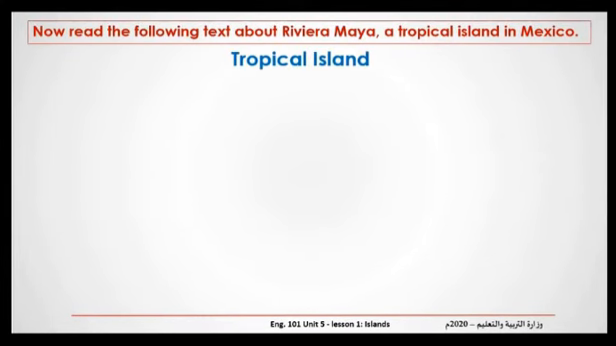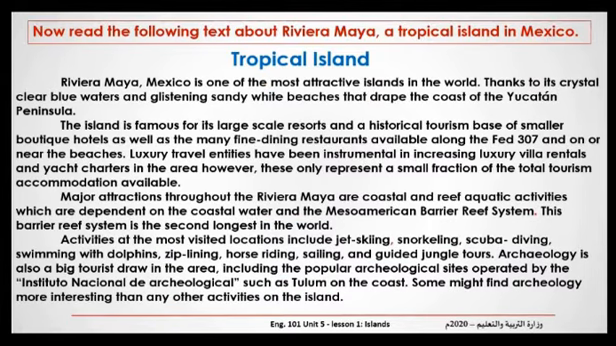Now, we're going to look at a text about Riviera Maya, a tropical island in Mexico. Let's read together. Riviera Maya, Mexico, is one of the most attractive islands in the world. Thanks to its crystal clear blue waters and glistening sandy white beaches that drape the coast of the Yucatan Peninsula.